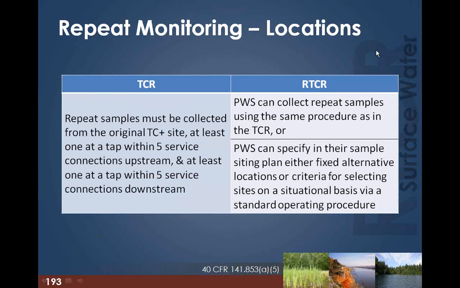In terms of the locations, under the TCR, public water systems must collect 1 repeat sample from the original total coliform positive site, at least 1 sample at a location within 5 service connections upstream, and at least 1 sample at a location within 5 service connections downstream. Under the RTCR, the same sample procedures as the TCR can be used, or the public water system can specify in their sample siting plan either a fixed alternative location or criteria for selecting sites on a situational basis via a standard operating procedure.